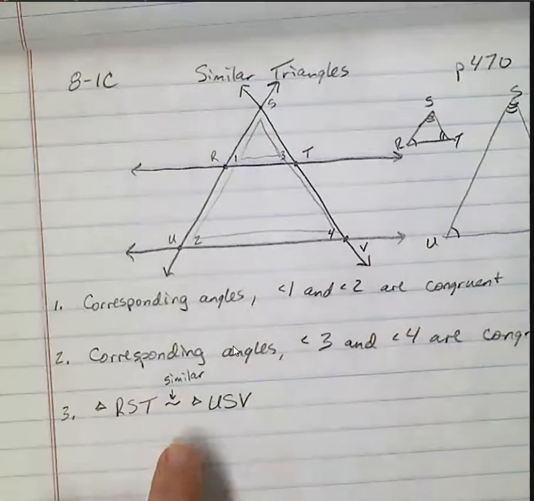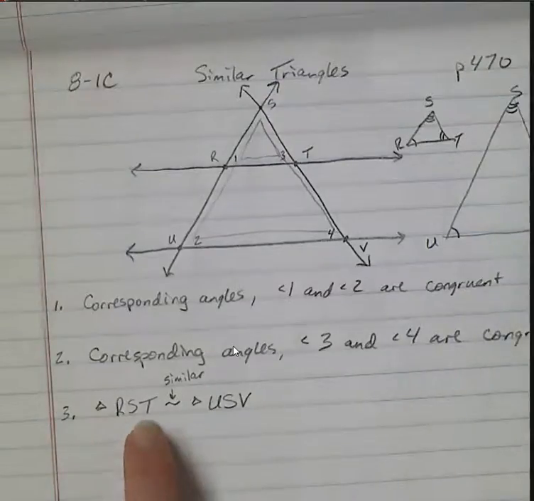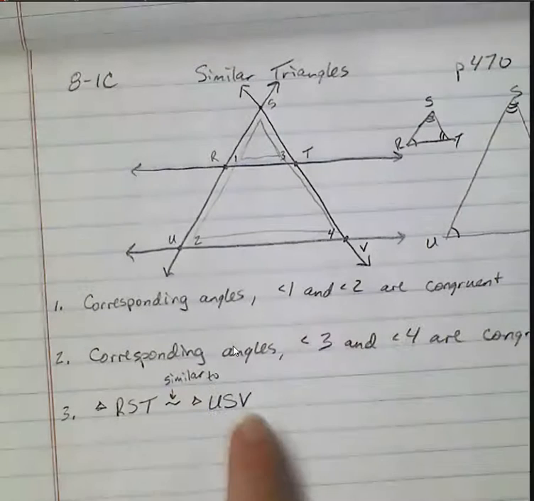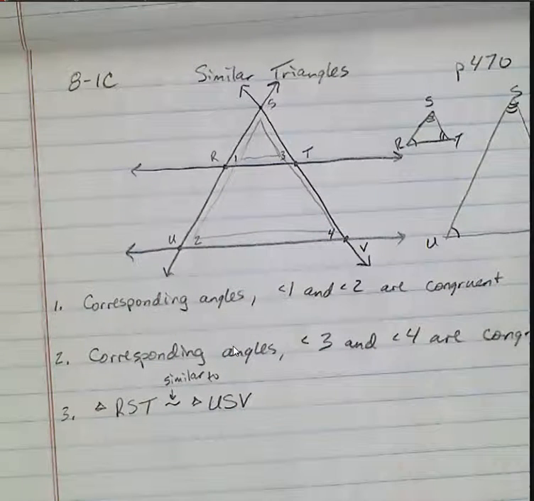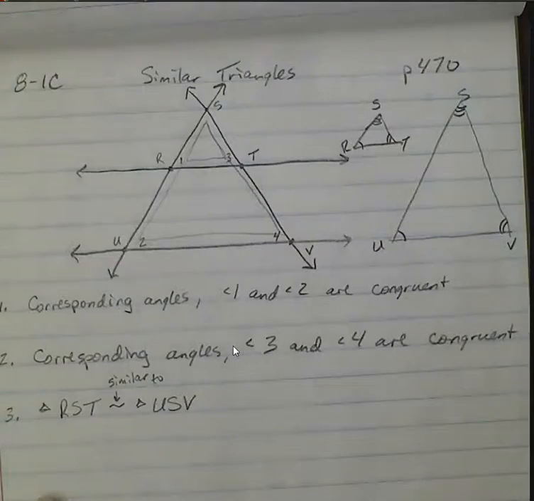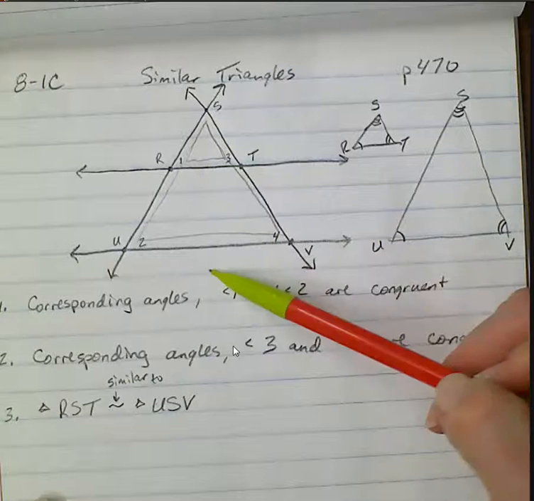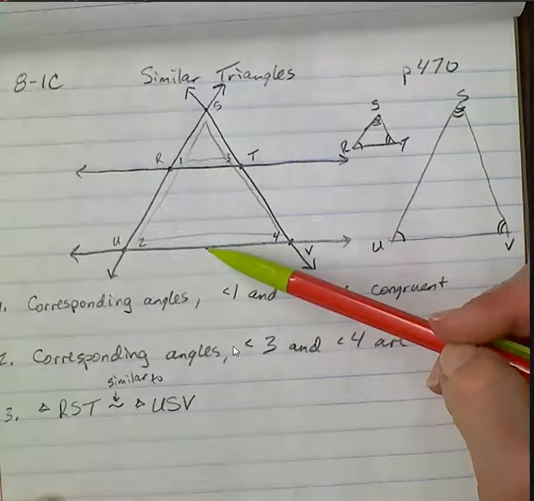And I love math because you don't have to write as much. Okay? You do have to know what the symbols mean though. So this says triangle RST is similar to triangle USV, because all the angles are the same, and the reason there's a scale factor is because these two lines are parallel. That has to be proportional.